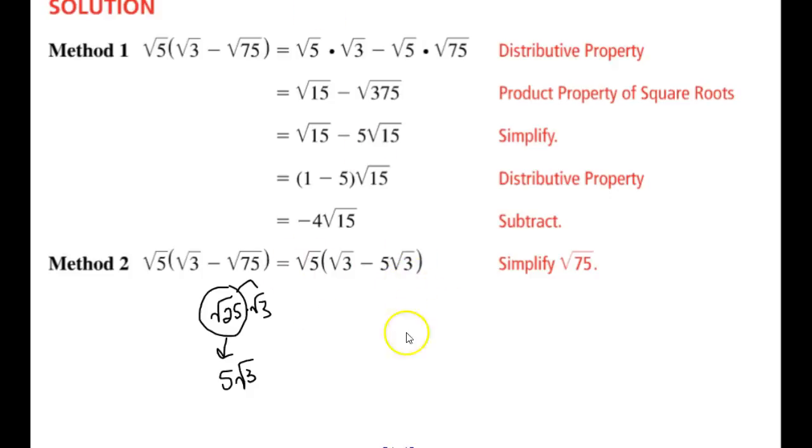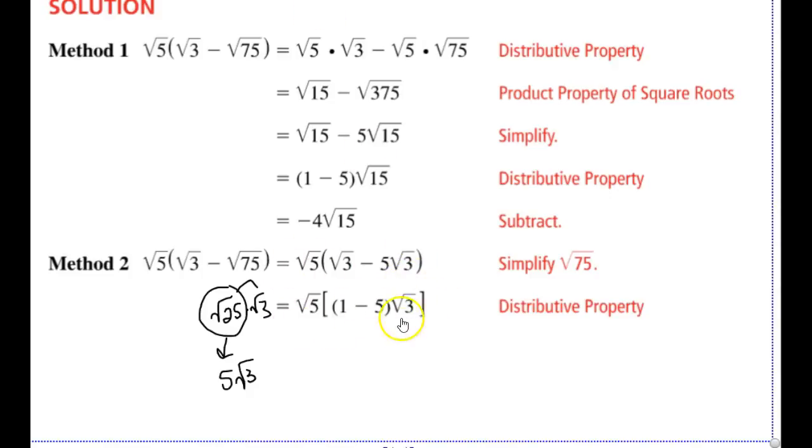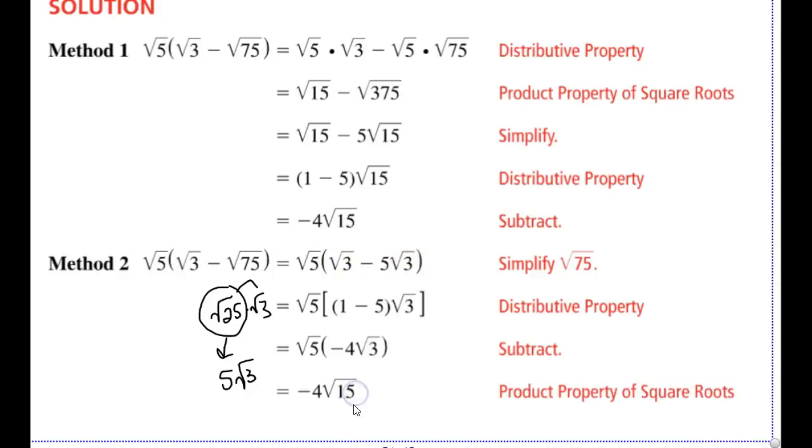So now that we've simplified first, I can go ahead and use my distributive property, and then I subtract. So what we did was we took care of what was inside here first, and then I just use my product property of square roots, so then I can just multiply those together. Either way, I end up with the same answer, but oftentimes it's easier to simplify first before we start multiplying and have more things to simplify later on.